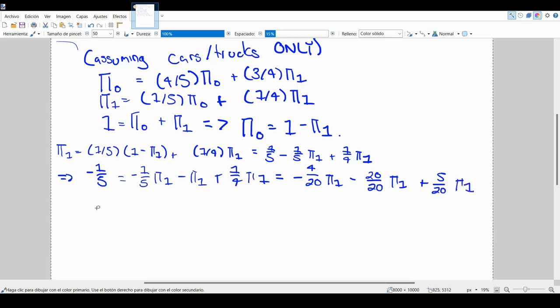And then we may simplify this, so this means that negative 1 over 5 equals, and what do we have here? We have negative 4 minus 20 equals negative 24, and then we'll have plus 5, so we will have negative 19 over 20 times pi 1, and then we may multiply both sides by negative 20 over 19. That implies that pi 1 equals 4 over 19. So that's the proportion.